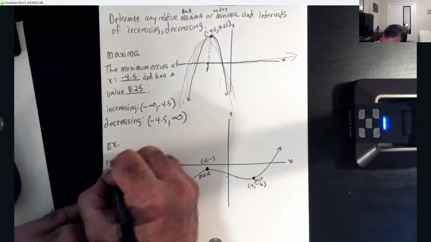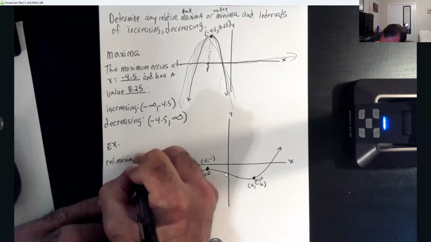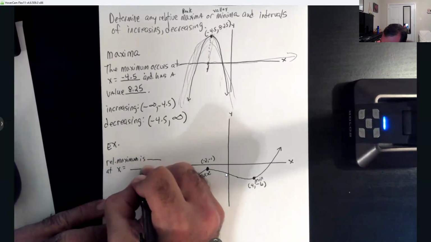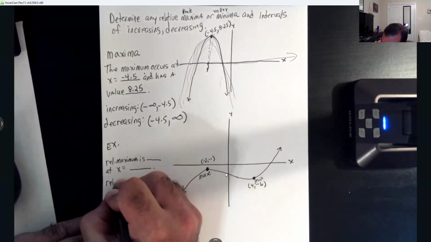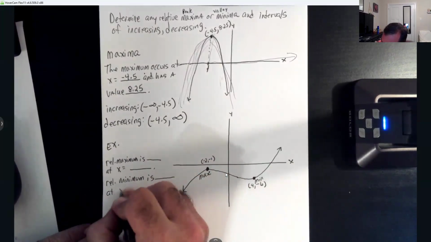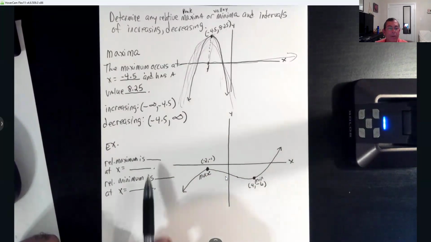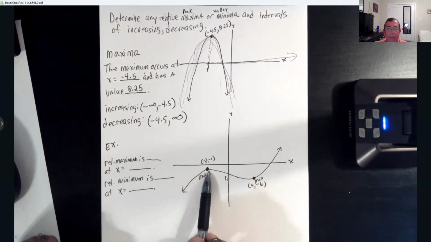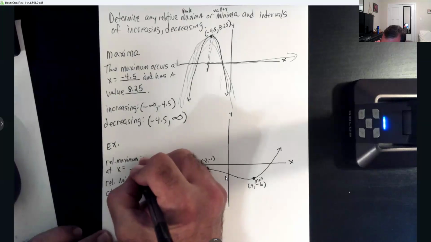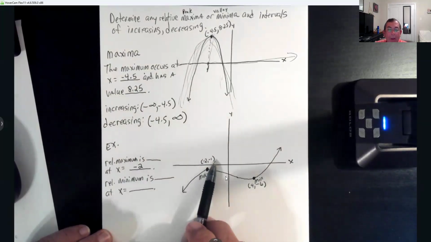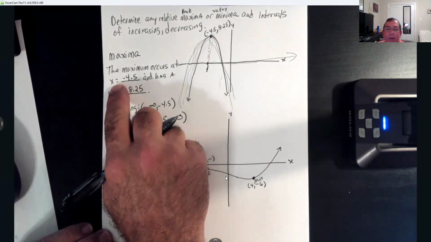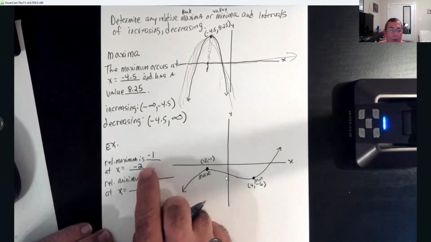So the first thing they go is relative maximum is blank at x equals blank. Then it says relative minimum is blank at x equals blank. So they want the maximum first. That's this little part. Now I know the x value is -2. So where it says x equals, I'm putting in my -2. And then the maximum value was the -1. So be careful. Notice up here, it wanted the x first and then the y value. On this one, it wants the value, then the x.